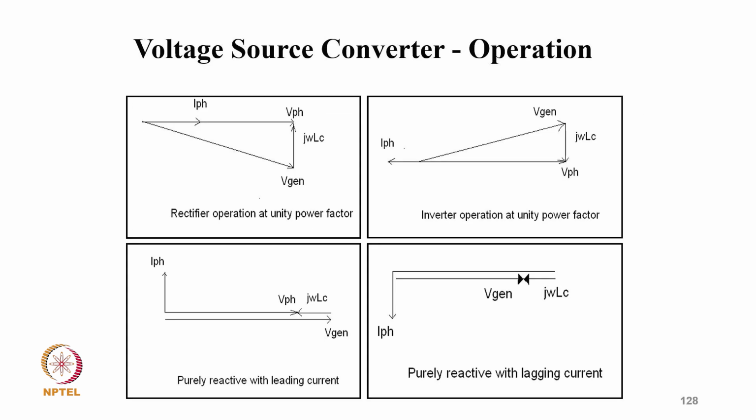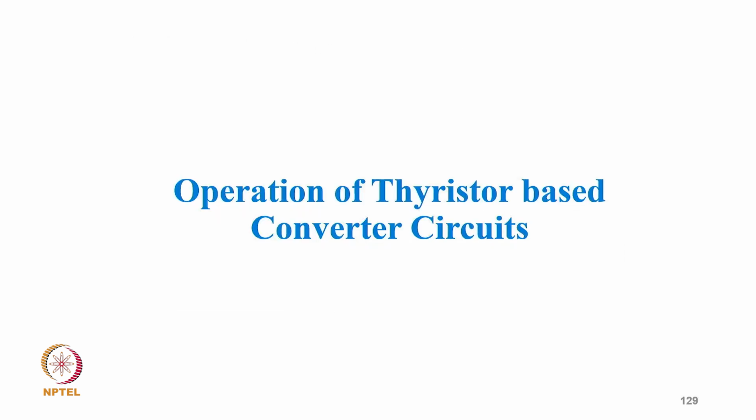So this is voltage source operation. The first phase is the rectifier at unity power factor, where you have to take only the drop of the input impedance, and then inverter operation at unity power factor, then pure reactive with leading current and pure reactive with lagging current.